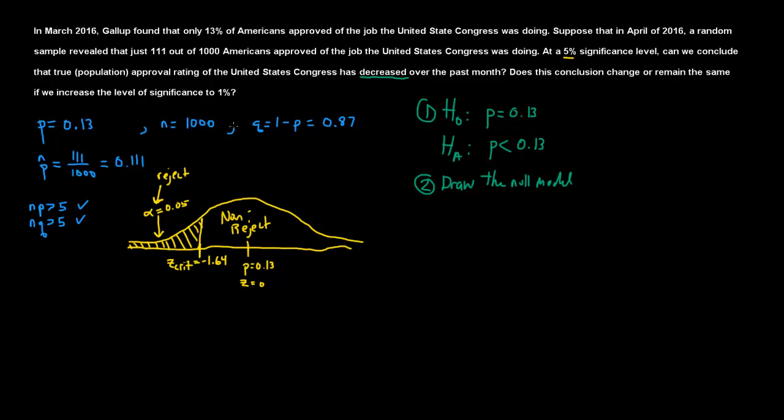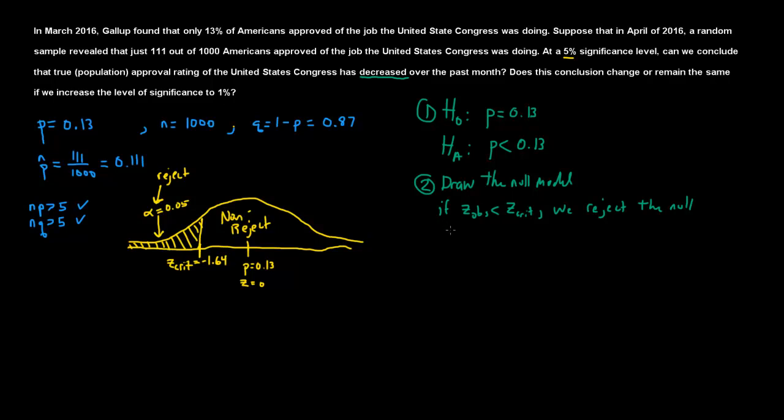In step 3, we usually write down the criteria for rejection. So that's what we just talked about. I'll write those down real fast. If z observed is less than z critical, we reject the null. Okay, that's the critical value approach.